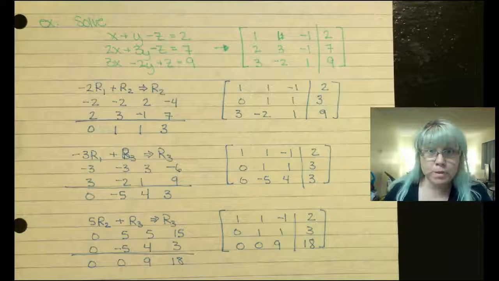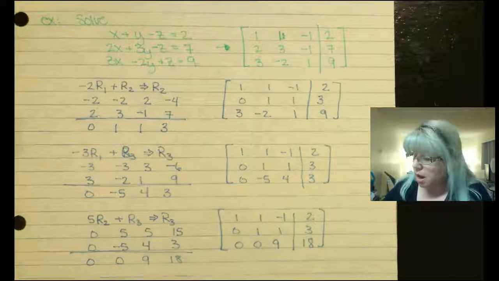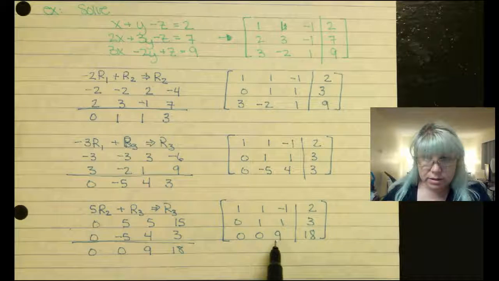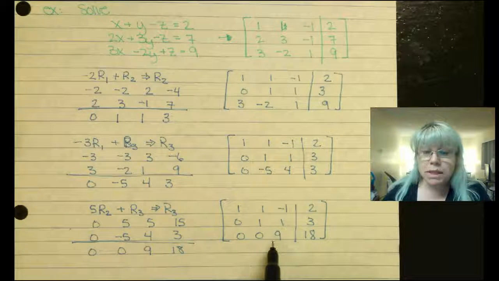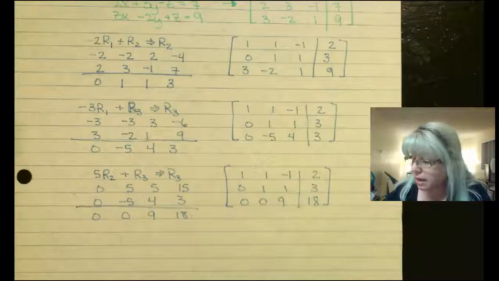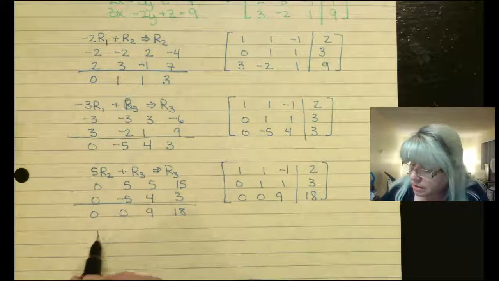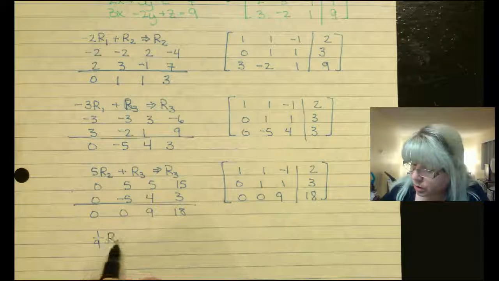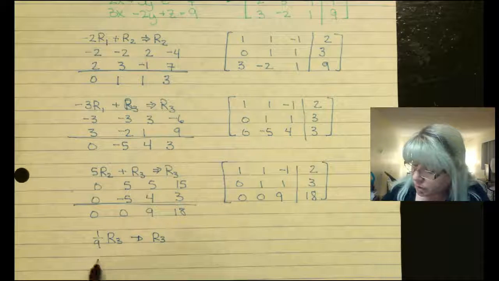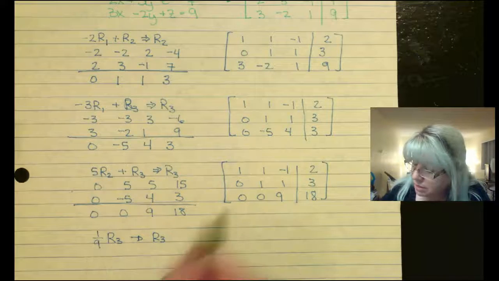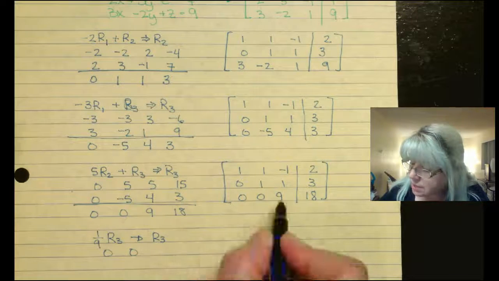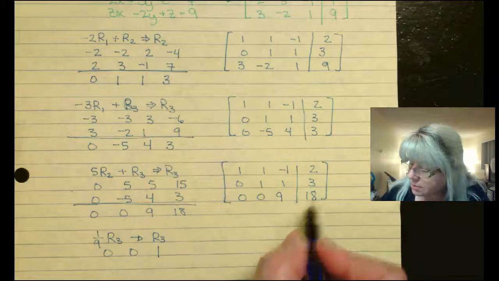Awesome. We are almost done. All right. I need that 9 to look like a 1. Well, if I multiply everybody in this row by 1/9, I'll get that to look like a 1. So let's multiply 1/9 to row 3 and put it back into row 3. 1/9 times 0 is still 0. 1/9 times 0 is 0. 1/9 times 9 is 1. 1/9 times 18 is 2.